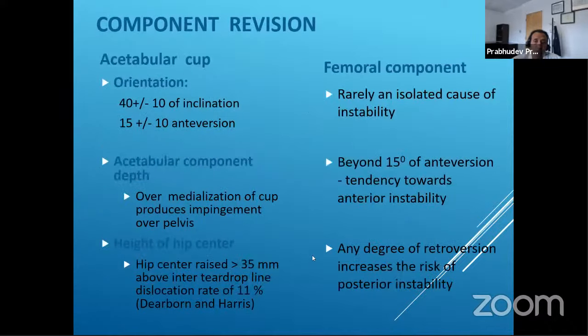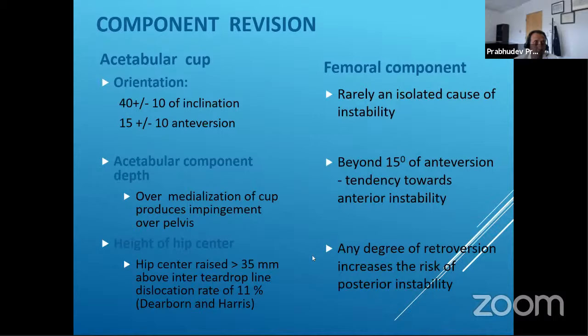Again, component revision. When we are considering component revision, we should properly evaluate radiologically. So what's the problem, and is it the cup or is it the femoral stem? If it is the cup, when we revise the cup, it should be appropriately positioned. And typically we should shoot for about 40 degrees plus or minus 10 degrees of inclination, and about 15 plus or minus 10 degrees of anteversion.